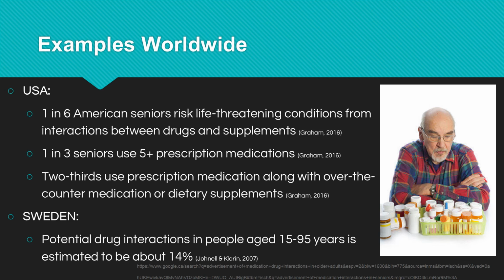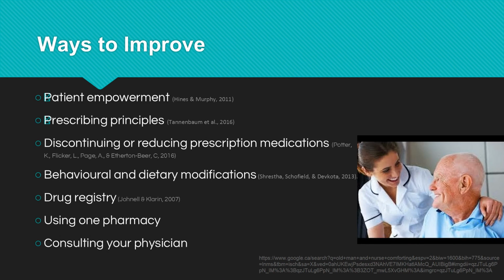In Sweden, it was found that potential drug interactions in people aged 15 to 95 years is estimated to be about 14%. This means that there are communication issues between pharmacists, doctors, and citizens. Although drug interactions may seem inevitable, with so many elderly people suffering from multiple conditions, there are ways to improve the issue. One way to improve the incidence of adverse drug interactions is patient empowerment.